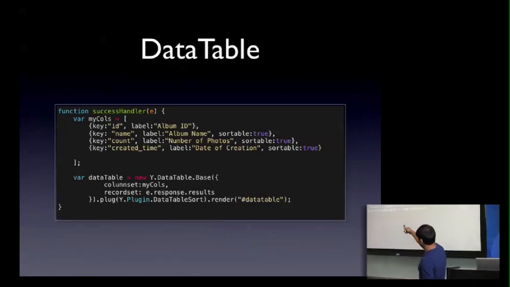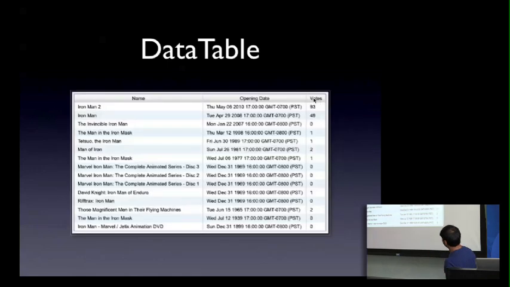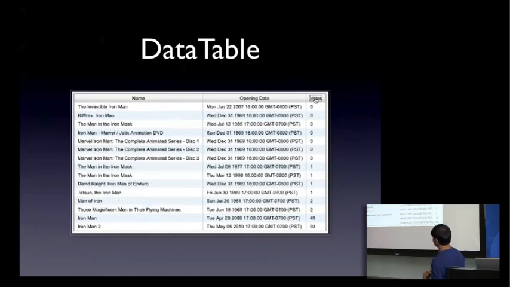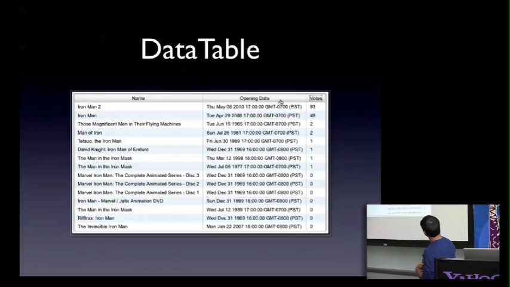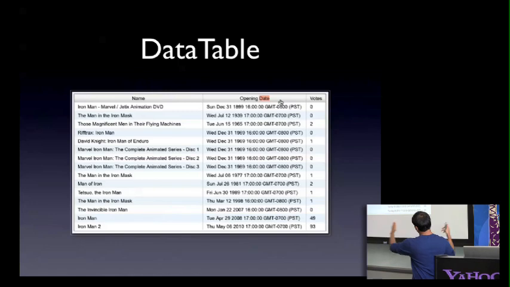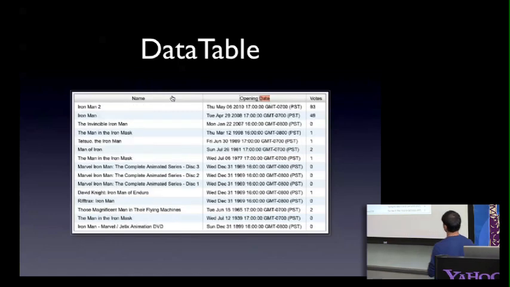And then we instantiate our data table using DataTable.Base, pass in what we just created as the column set, and as the record set, we pass in our normalized array of objects. And we plug in DataTable sort functionality on that and render it. That's basically going to render what you saw here, a data table that can be sorted. And if your data is normalized, it's going to sort in the correct fashion, right? And you can take this date and make it shorter if you want. I didn't, but.